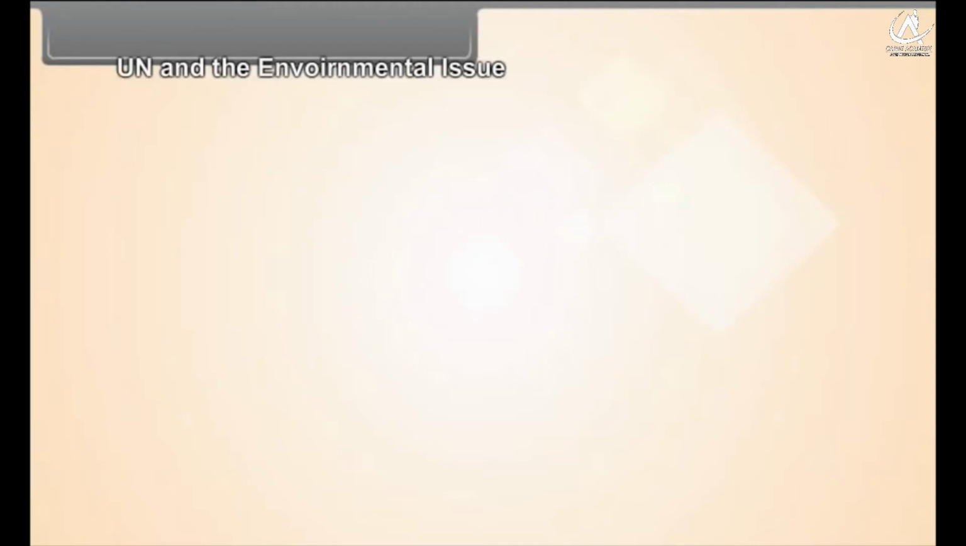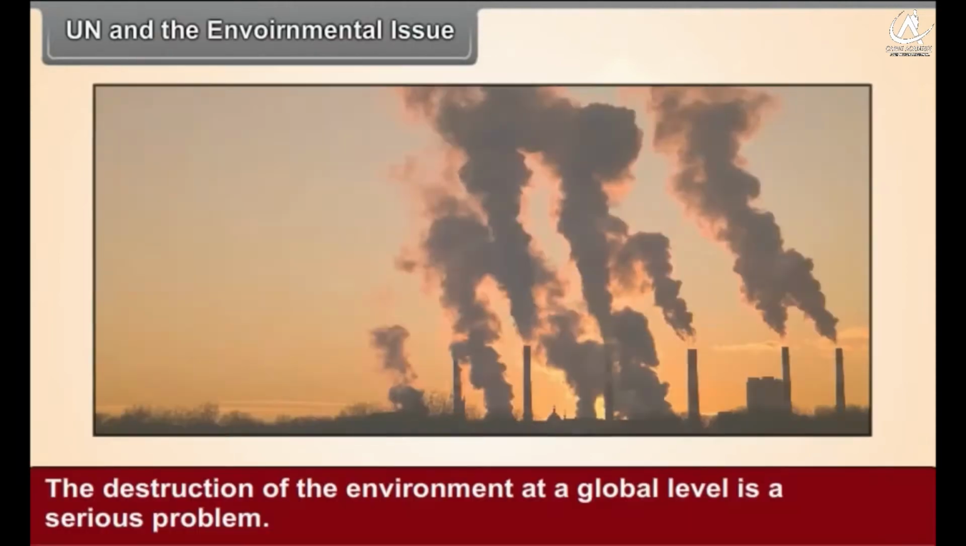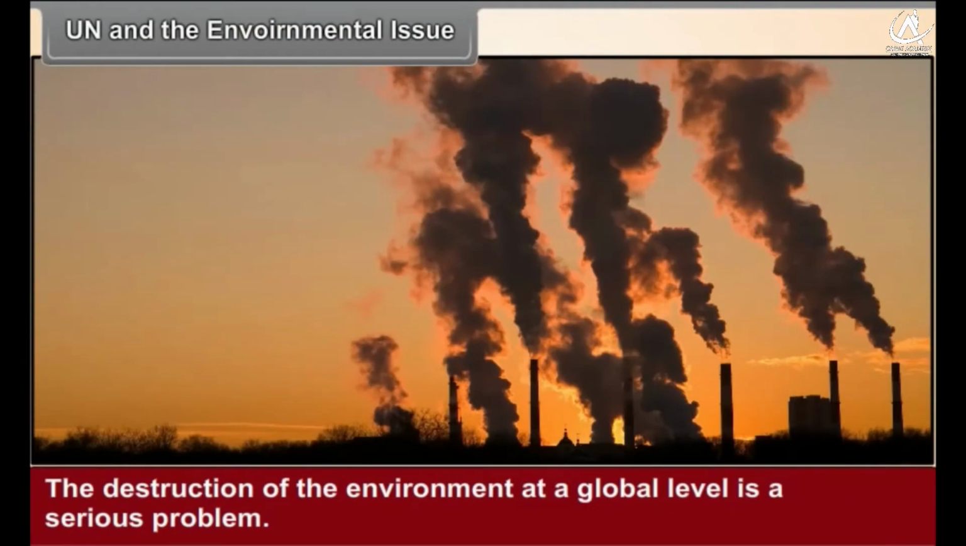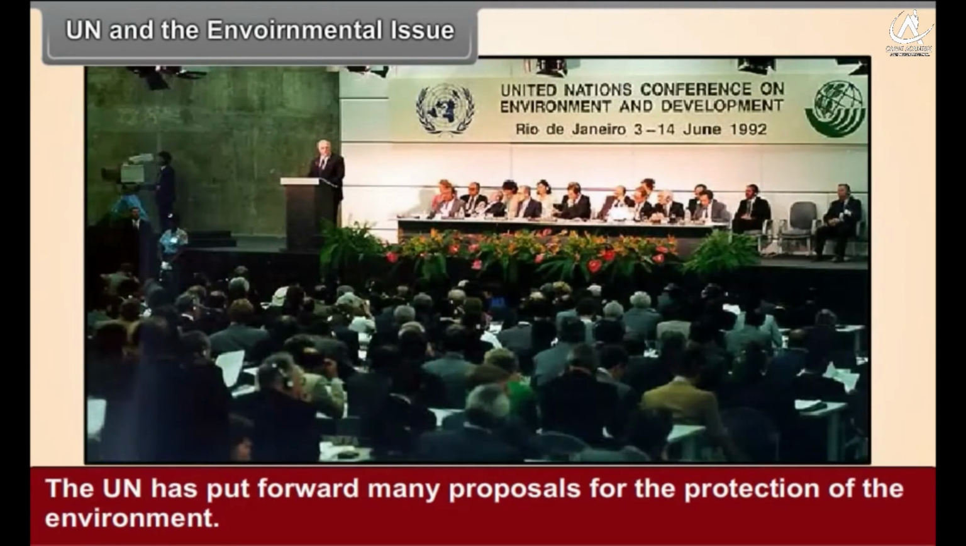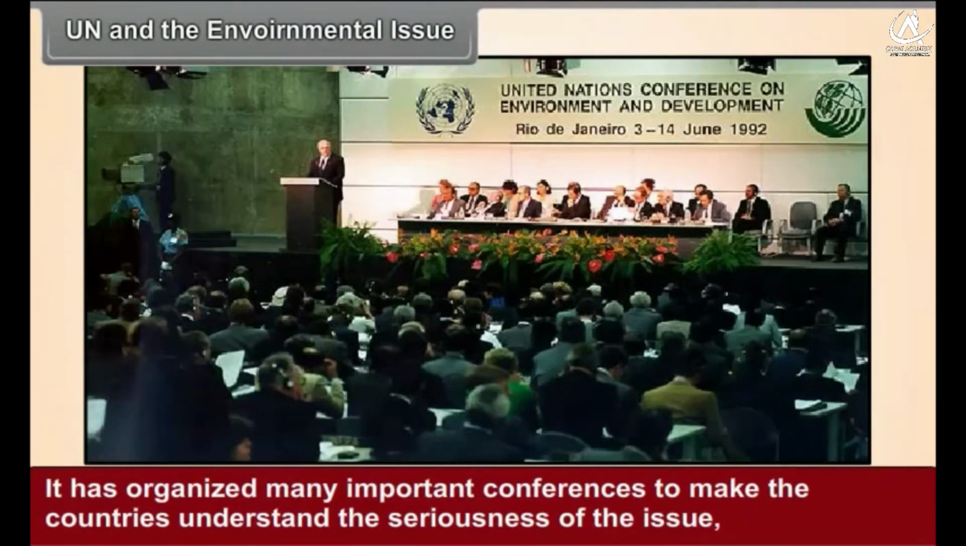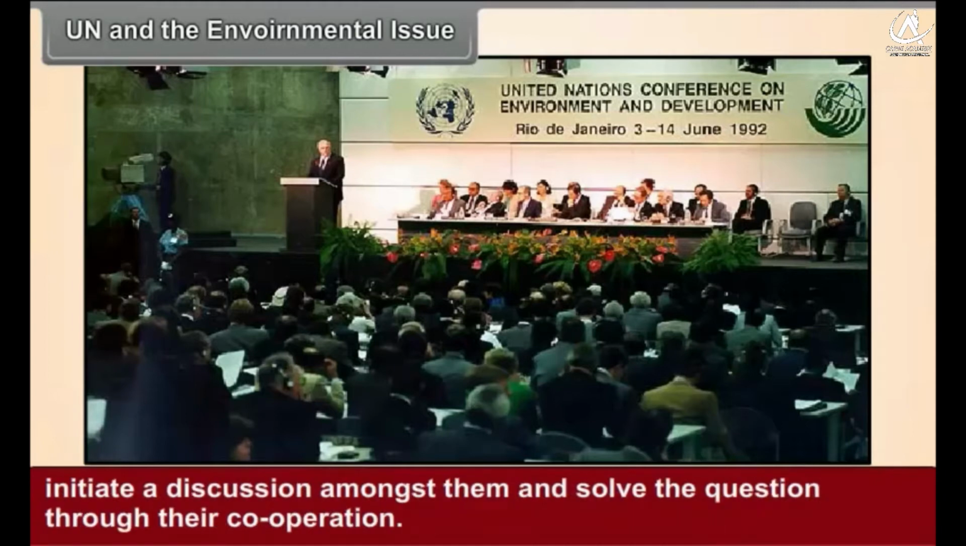The UN and the environmental issue. The destruction of the environment at a global level is a serious problem. The UN has put forward many proposals for the protection of the environment. It has organized many important conferences to make the countries understand the seriousness of the issue, initiate a discussion amongst them, and solve the question through their cooperation.